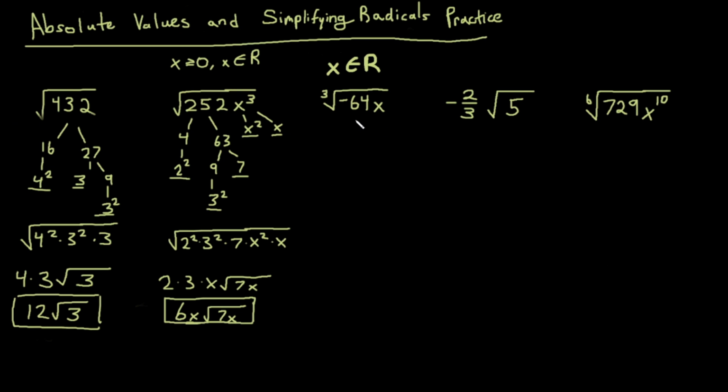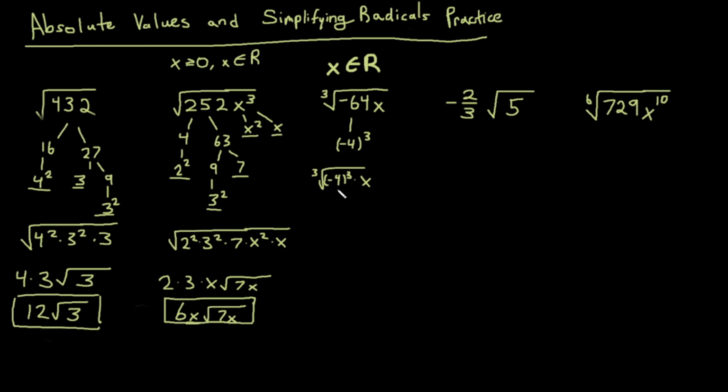Now, let's break this negative 64 down. So, using your calculator, you can find out that negative 64 is a perfect cube. It can be simply written as negative 4 cubed. So, we can just simply write this as cube root of negative 4 cubed times x.